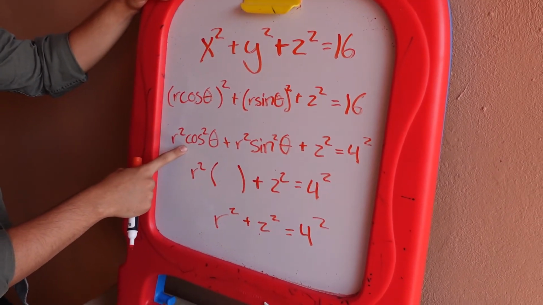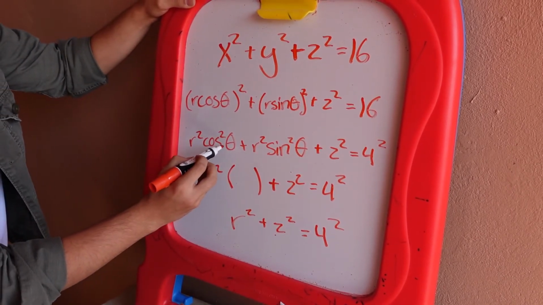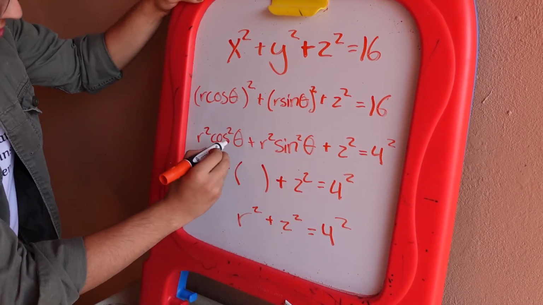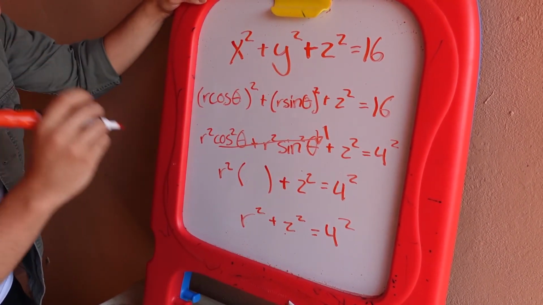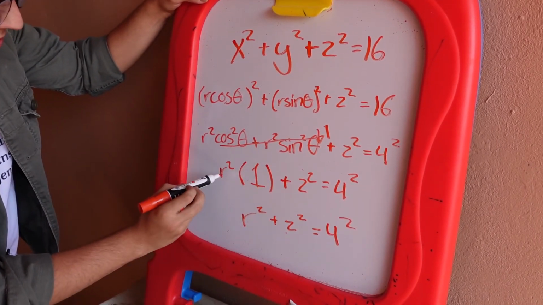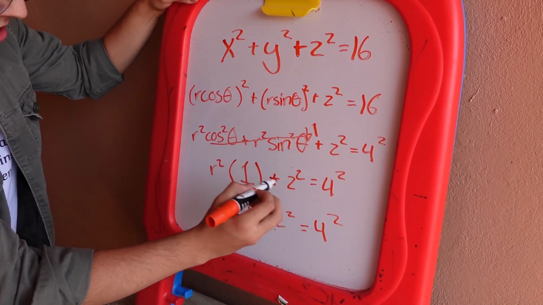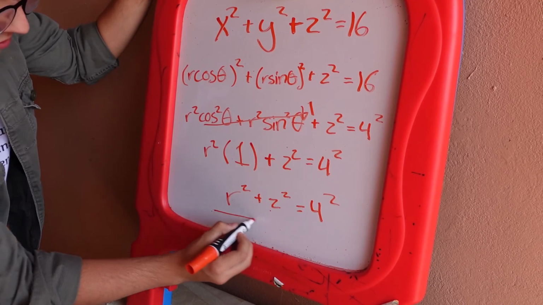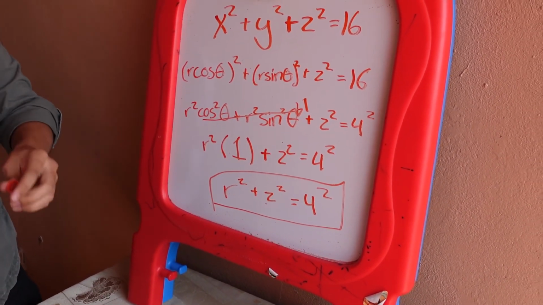square them. Then we factor r squared out, and since we're left with cosine squared theta plus sine squared theta, we use the identity, and this converts to 1. So we are just left with r squared times 1 plus z squared, sorry, is equal to 4 squared. And our cylindrical equation is r squared plus z squared equals 4 squared.